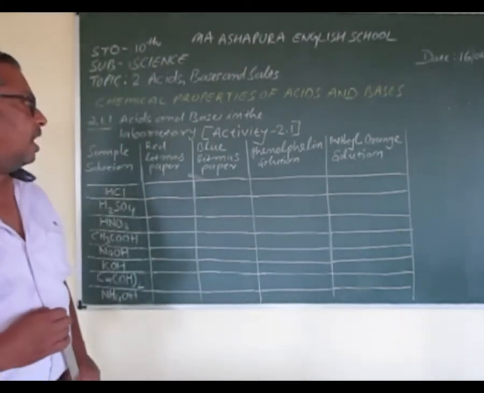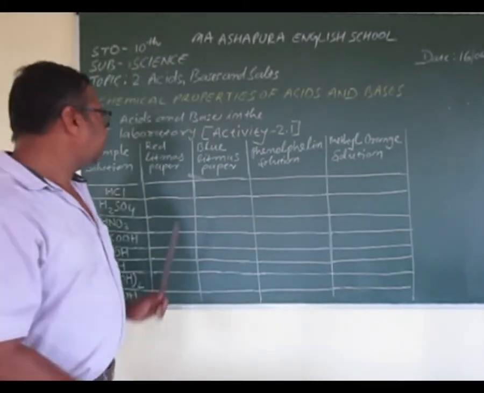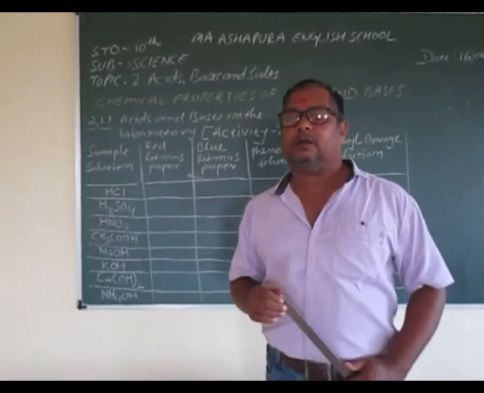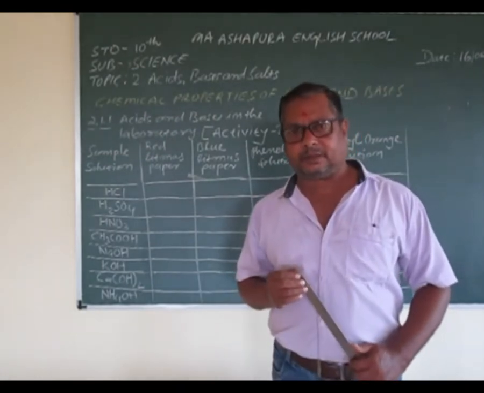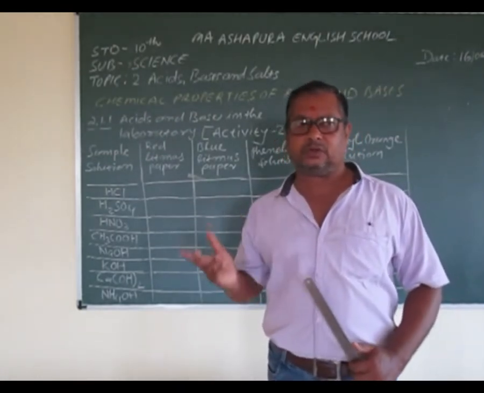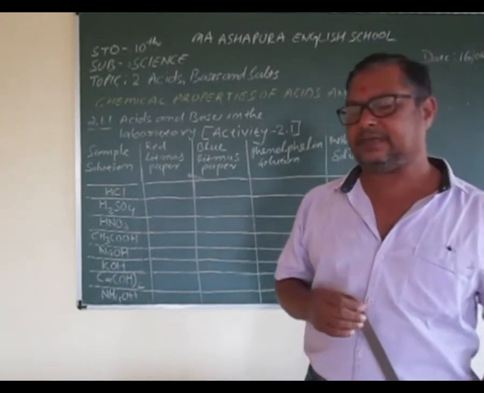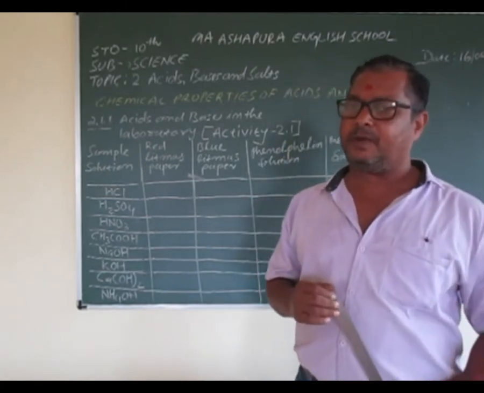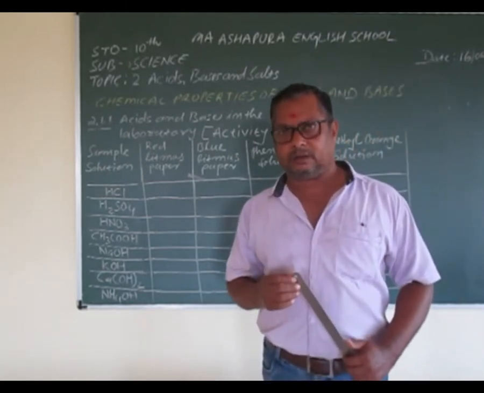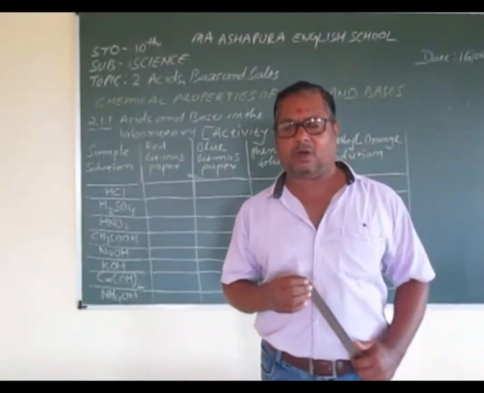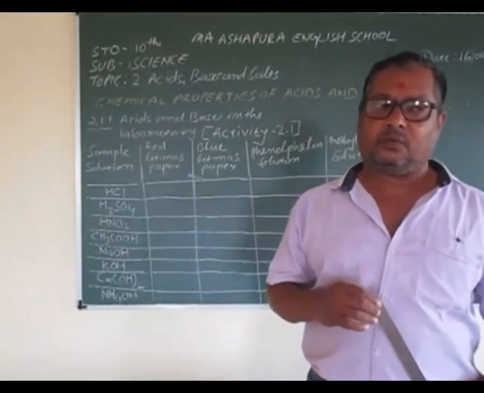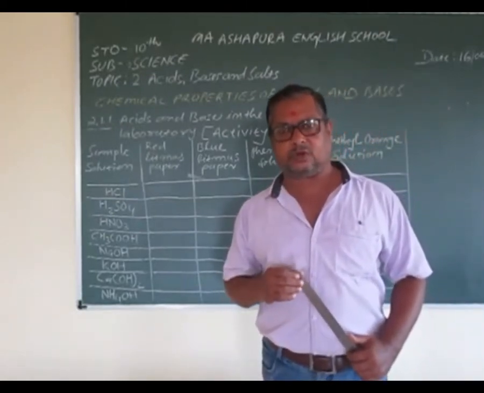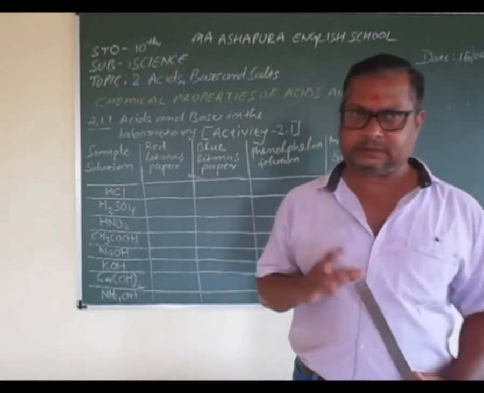Second type of indicators are natural indicators. For example, litmus paper, blue or red litmus paper, or the colored petals of the hydrangea. It's also an example of the natural indicators. And third type of indicators are the olfactory indicators. For example, vanilla, clove, or onions are the olfactory indicators. Indicators which change in odor in the presence of an acid or base are called olfactory indicators.